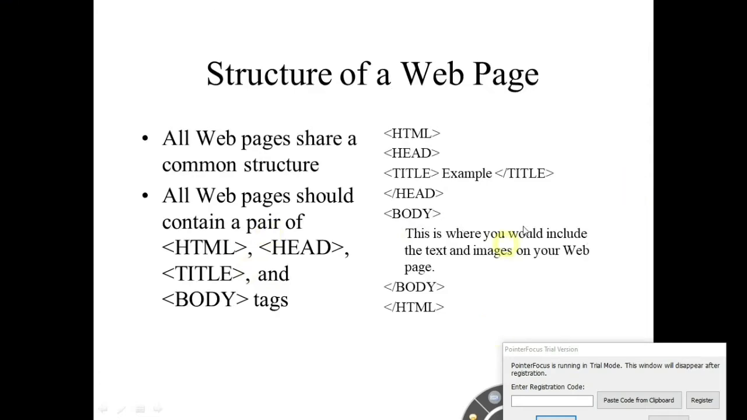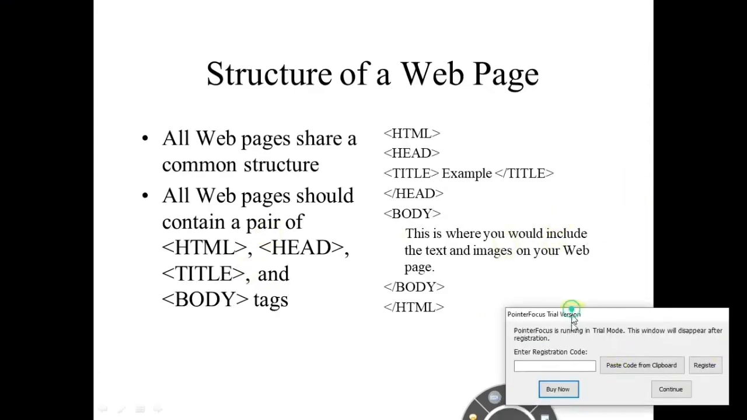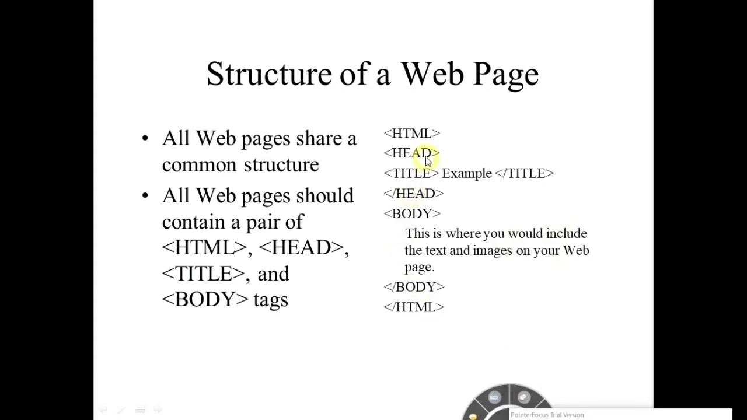So what is HTML? HTML is a programming language. It is used to create a web page. So you have to know something about websites. I told you what a website is. A website is a collection of web pages. Web pages are a combination of text, graphics, videos, and some other things.